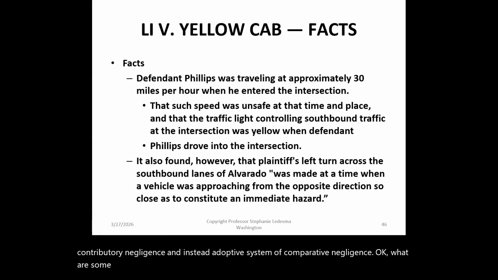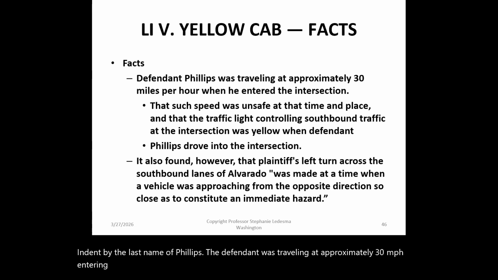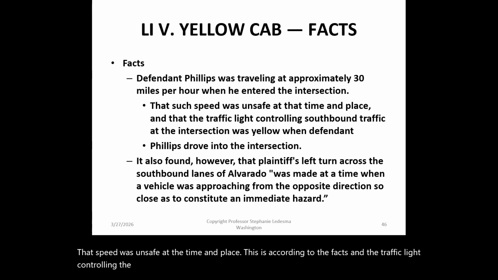We've got a defendant by the last name of Phillips. The defendant was traveling at approximately 30 miles per hour entering an intersection. Okay. That speed was unsafe at the time and place. This is according to the facts. And the traffic light controlling the southbound traffic, right, which is the direction that the defendant was going, was yellow at the time that the defendant entered the intersection.